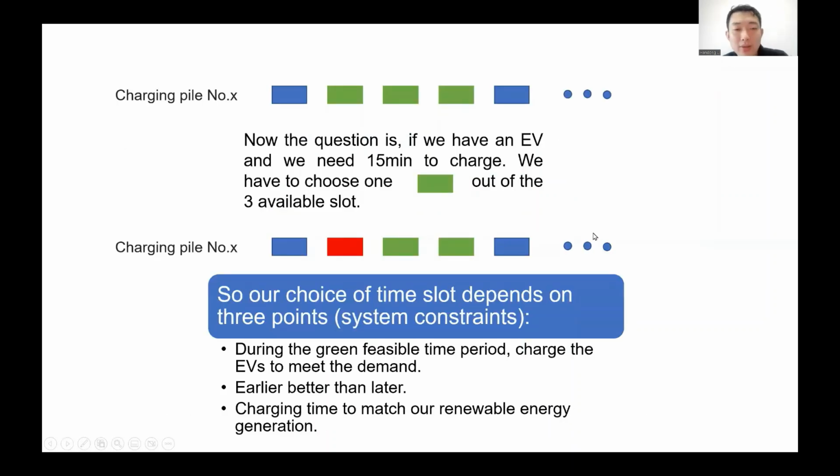So for charging pairs number X, for example, we have three available charging slots. We need to choose one slot to charge our vehicles if the vehicle needs 1 unit of energy. So the question is, if we have an EV and we need 15 minutes to charge, we have to choose one available slot out of three available slots. We need to charge these three. We just use this to match the renewable energy generation. So our choice of the time slot depends on 3 points, which is the system constructed.